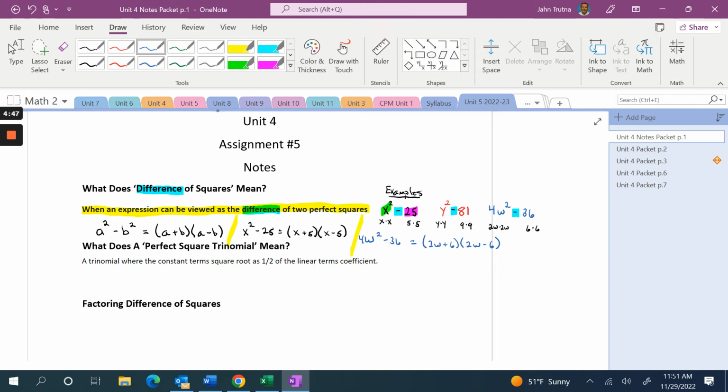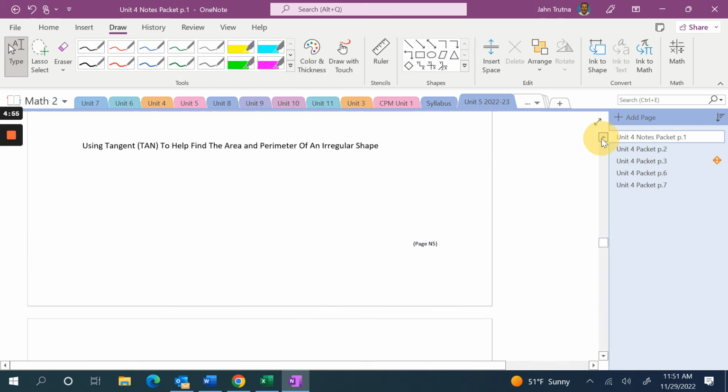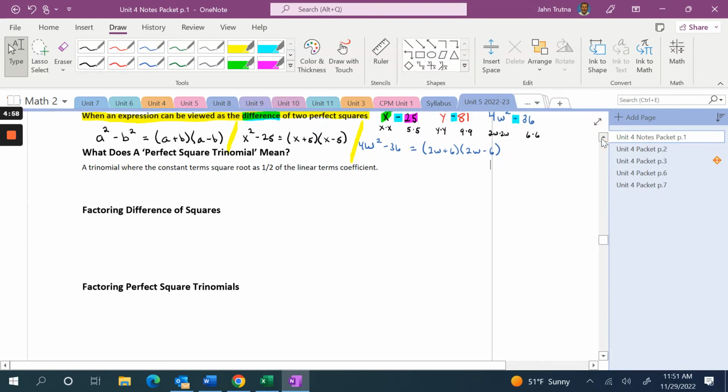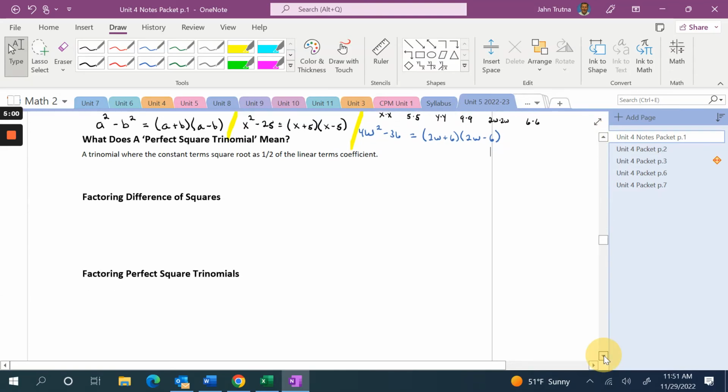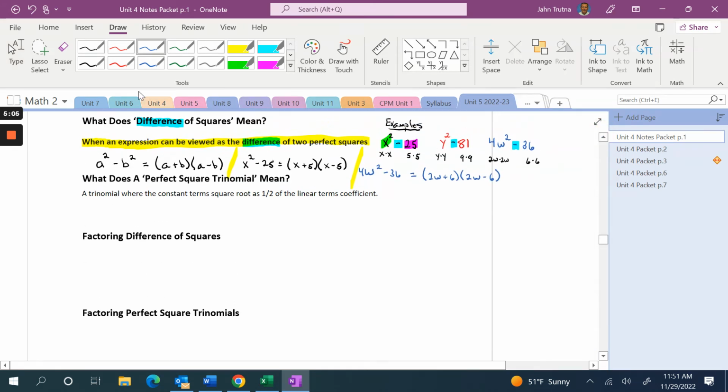Okay, now let's skip what a perfect square trinomial means, and let's just go down to, sorry about that, factoring difference of squares here. So let's go over how to factor difference of squares. We've already gone over it, and let's use the red one, the y squared minus 81 part. If you recognize something as a difference of two squares, notice y times y is y squared, 9 times 9 is 81, and we have a minus symbol.